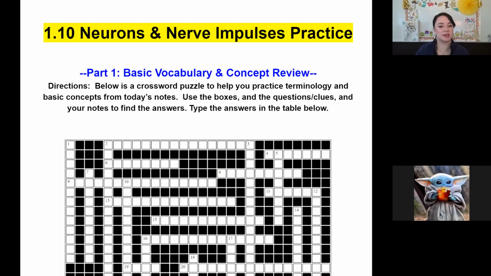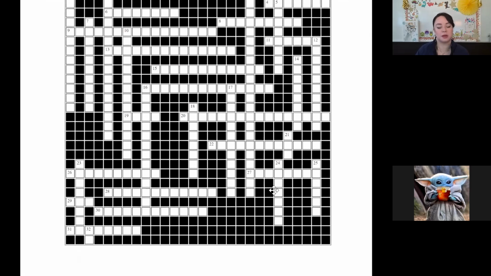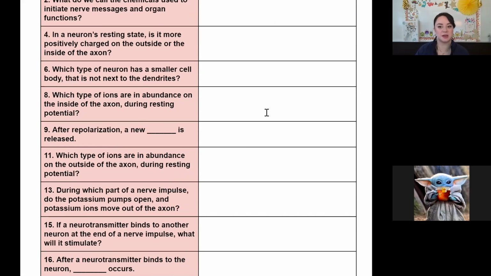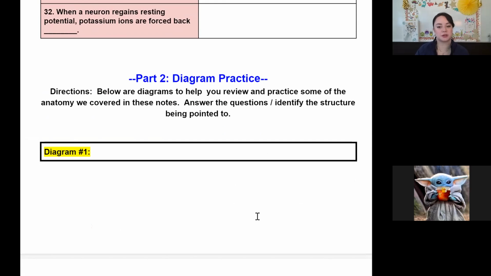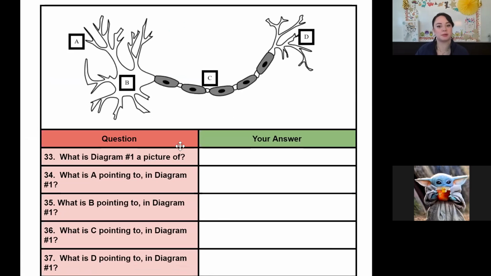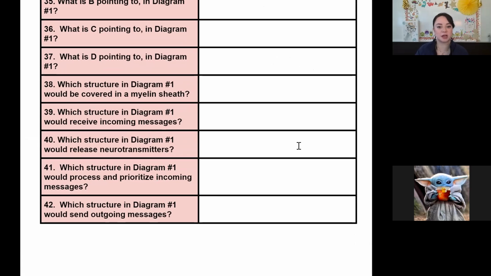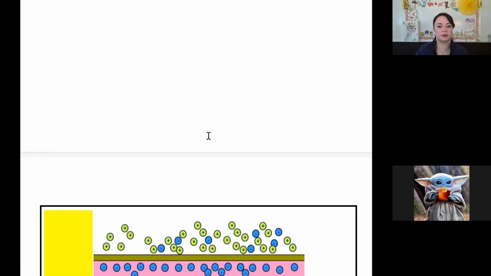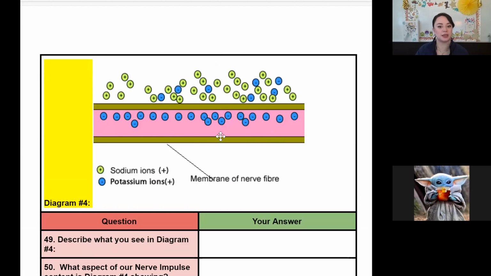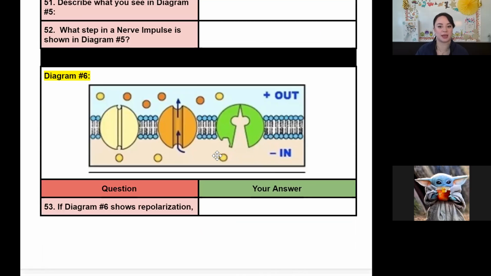In this assignment, part 1 is just basic vocab and concept review. So you have a little crossword puzzle to provide hints. Then the questions for the crossword puzzle and a place for you to type the answers are in the tables below. So I can actually just type whatever my answer is there. Following that, in part 2, we have some diagrams, just like we looked at in our notes. It's to help you practice what the different parts of neurons are, what their functions are, differentiating between unipolar and multipolar neurons, and what's happening during a nerve impulse.